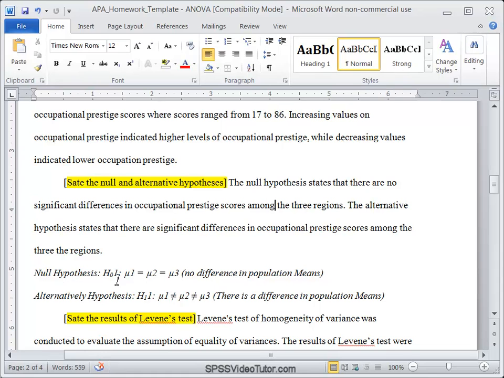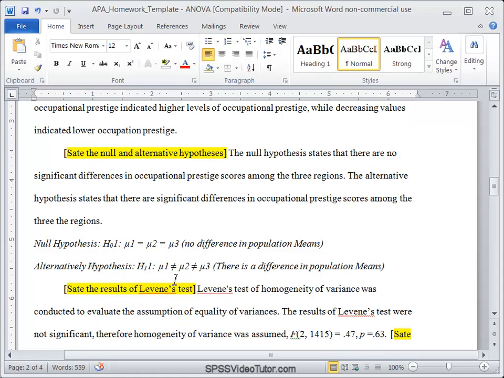H sub 0: mu1 equals mu2 equals mu3. Now, I have the 1 here, but if you only have one hypothesis, then you can exclude the 1. So it's just H sub 0 and H sub 1. Okay, you can just delete the 1. But if you have more than one hypothesis, then you would include the numbering. For the second hypothesis, you would have H sub 0 2, H sub 1 2. Okay, and so on and so forth.